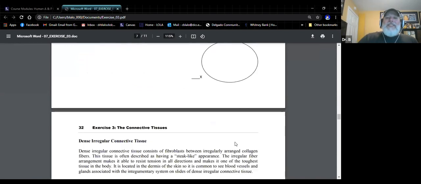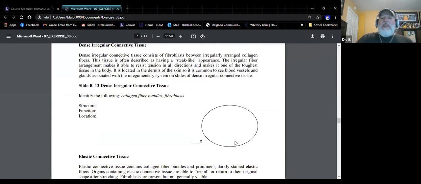Now, dense irregular, we said, is going to have fibers that run in lots of directions. So if dense regular was very adept at resisting tension in one direction, then irregular, because it has fibers going in lots of different planes, is going to be adept at resisting tension being pulled in lots of directions. So tissues that get pulled in lots of directions, like our skin, are going to be someplace that we find high amounts of dense irregular connective tissue. And that is the case of where we find it. We find it in the dermis of our skin.